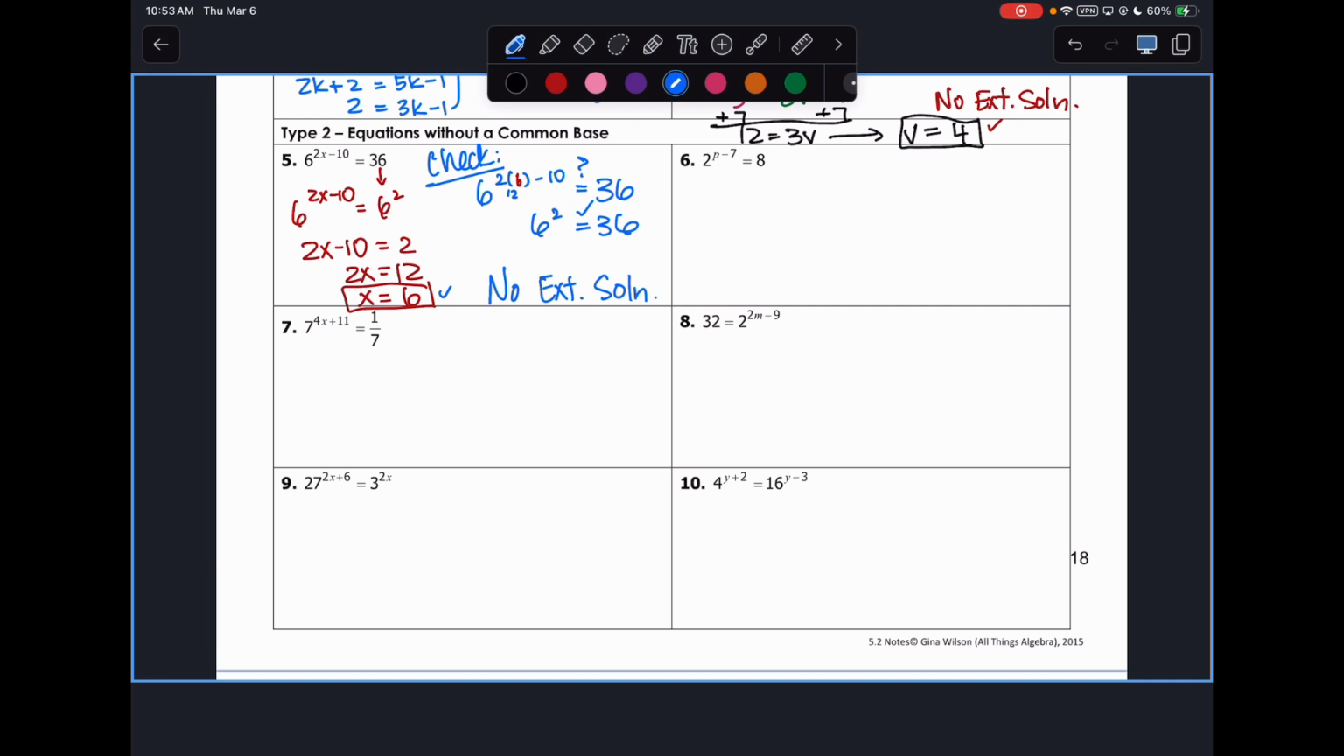What can I change 8 to? Good. I was worried that you guys would say 2 to the 4th power. You guys are smarter than that. So 2 to the 3rd power equals 2 to the p minus 7th power, right? That's easy. So what's p? 10.